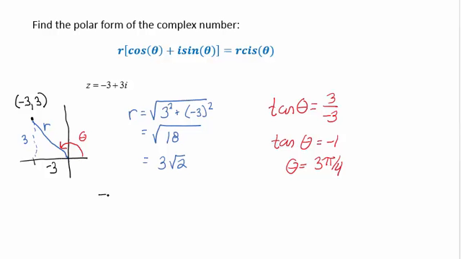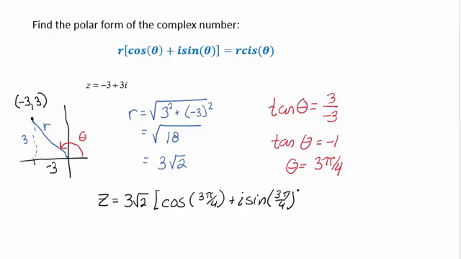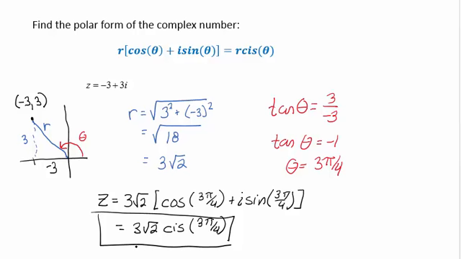So that our complex number z can be written as our modulus r, 3 root 2, times the cosine of 3 pi over 4 plus i sine of 3 pi over 4. Or in shorthand notation, it would be just 3 root 2 cis 3 pi over 4. This would be the polar form of our complex number.